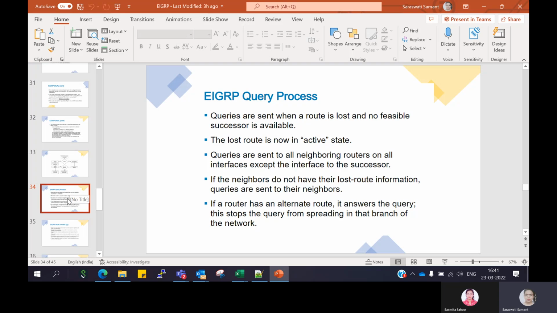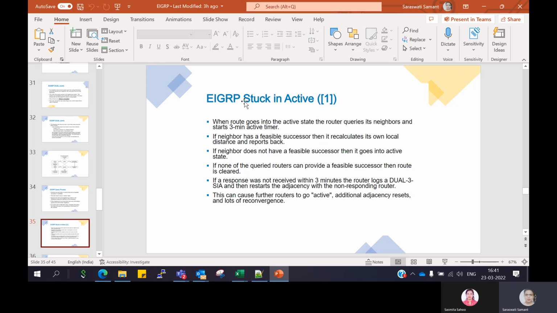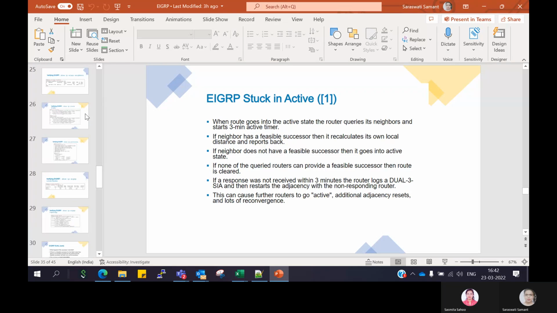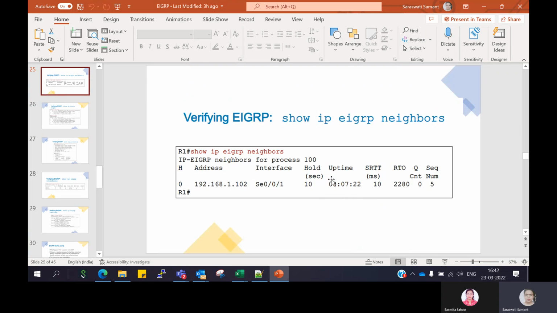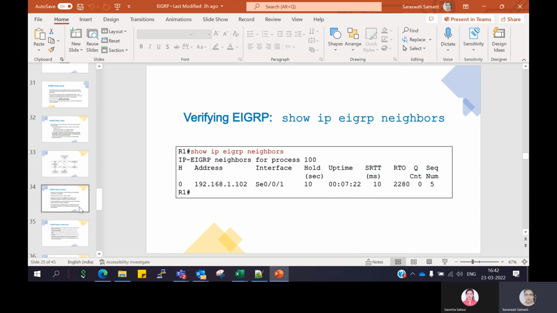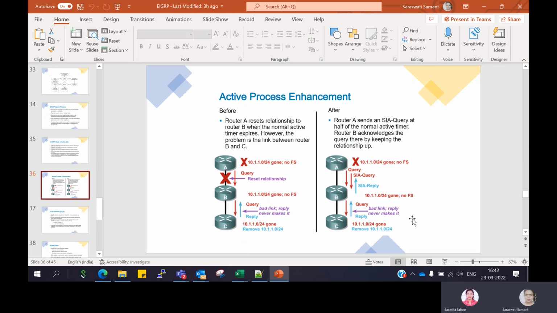I've explained the same thing in the next slide. And that is the question the interviewer might ask, because I've been asked several times: what is stuck in active? This is something which is stuck in active. The uptime which you are getting, this will be active. What do you mean by that? That it does not have a feasible successor. The successor has failed and it does not have a feasible successor. Those are the stuck in active queries.